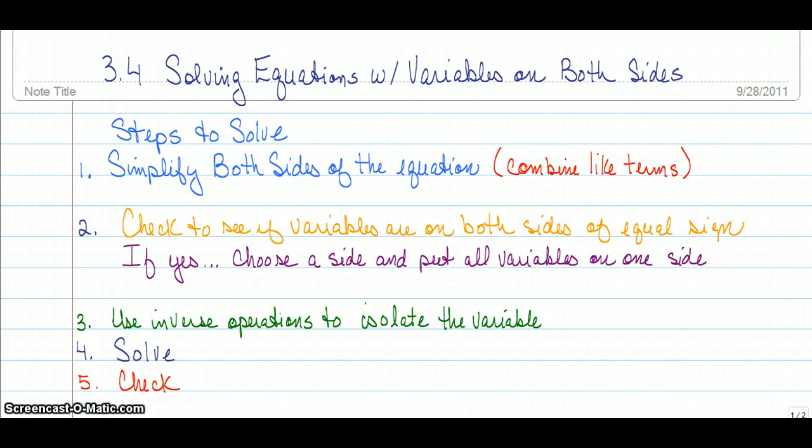The first thing we're going to do is simplify both sides of the equation. That just means we're going to combine like terms on each side of the equal sign. The second thing we're going to do is check to see if there are variables on both sides of the equal sign. And if there are, we're going to choose a side, and we're going to put all the variables on one side. Step 3, we're going to use inverse operations to isolate the variable. Step 4, we're going to solve. And step 5, we're going to check.